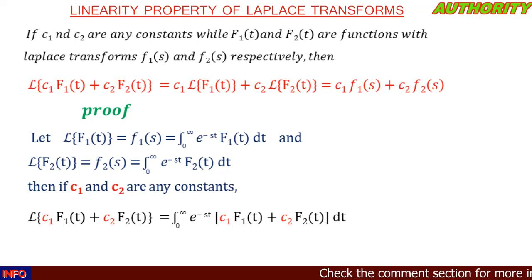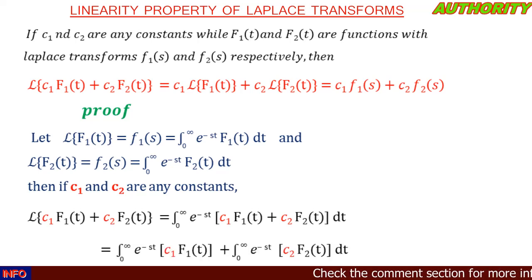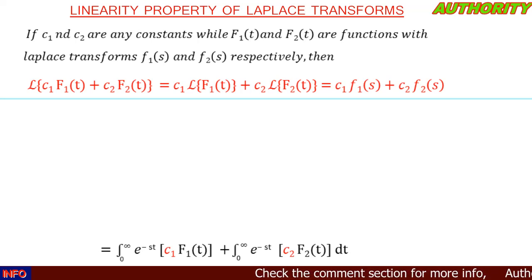Now let's go. We say it's still the same as saying the integral from 0 to infinity e raised to the power of minus st, open bracket, c1 f1 of t dt. We are taking the individual integral. All right, good. Here now we say the integral from 0 to infinity e raised to the power of minus st, c2 f2 of t dt. All right, good. Now let's go. In each of these integrals, we have the constants. When you have a constant, what do you do with the constant? You take it behind the integral sign.